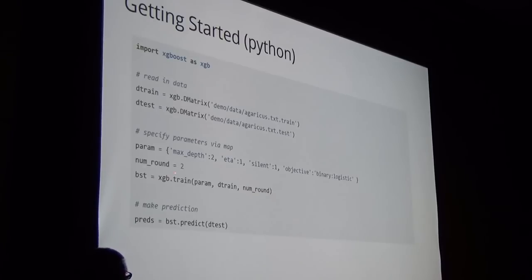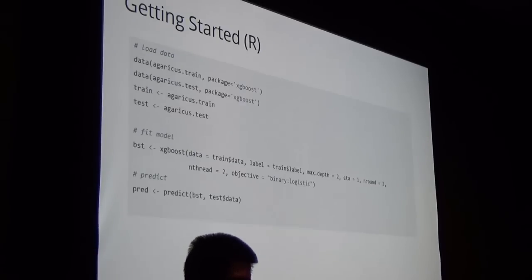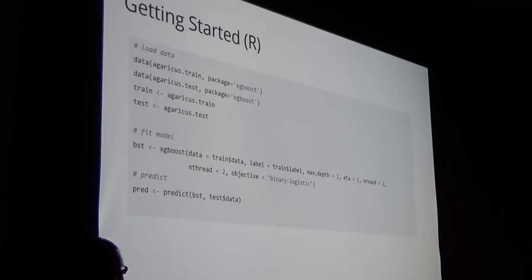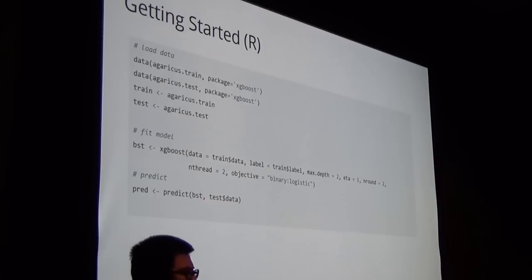Then you call the training function with some magic knobs that you want to tune. And after you train the model, you can run a prediction function. This is what it looks like in R. So basically, it's very similar. You load the data, you fit the model, and you run a prediction.